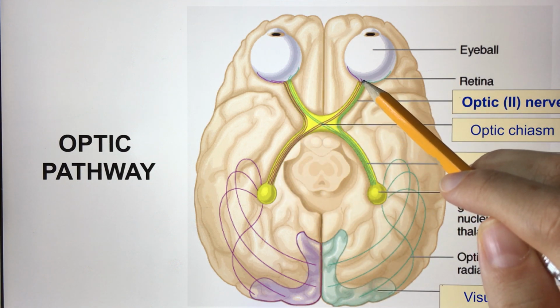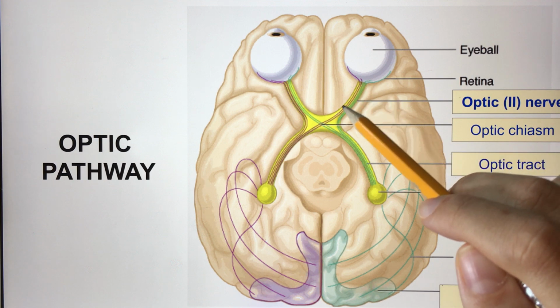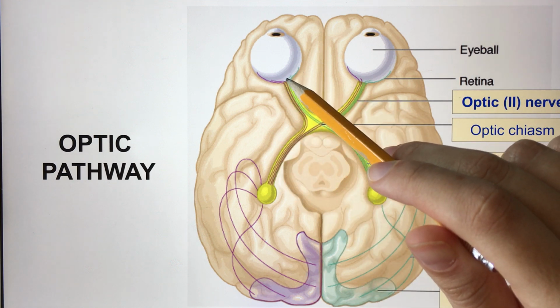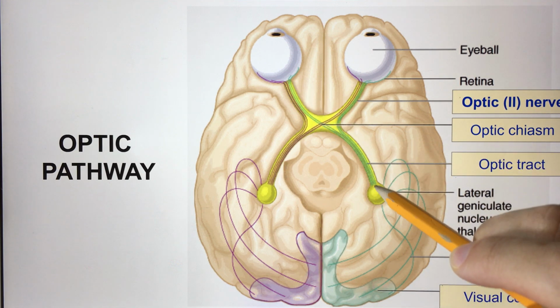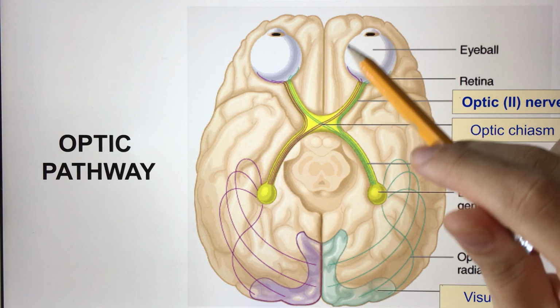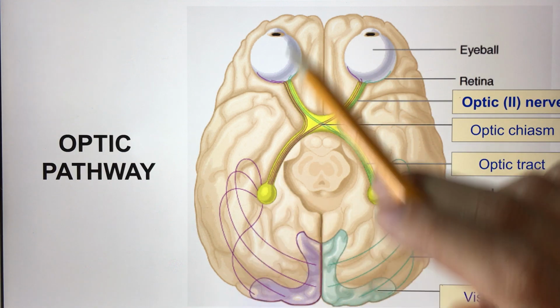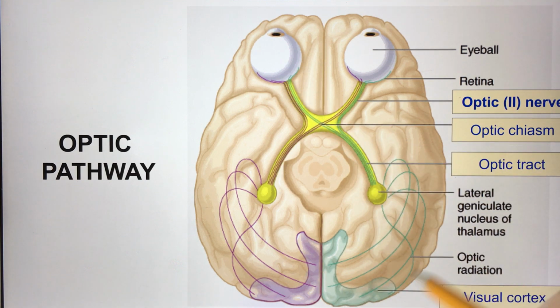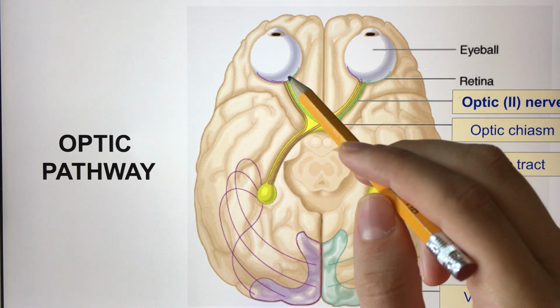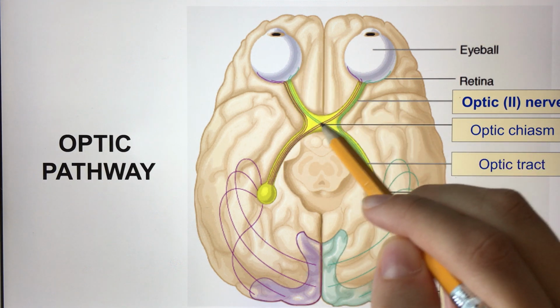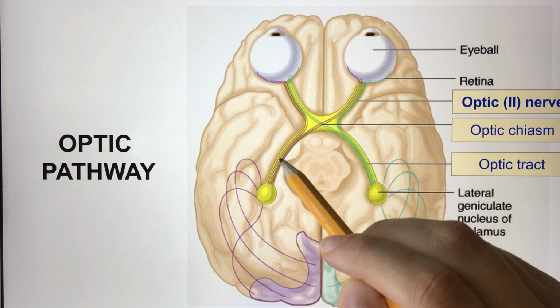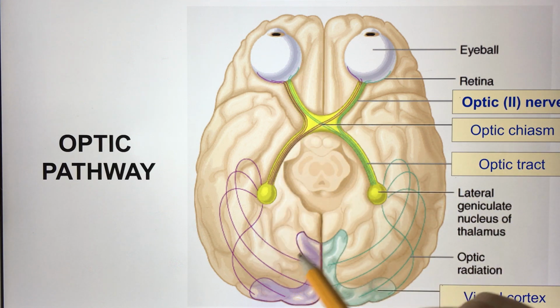So most of the fibers from the right eye go to the left, and fibers from the left eye go to the right. So actually, the right eyeball is mostly connected to the left hemisphere of the brain, and the left eyeball is mostly connected to the right hemisphere of the brain. The optic nerves cross over in the optic chiasm, then they become optic tracts inside of the brain, and eventually end up in the occipital lobe of the cerebral cortex, in the area known as the visual cortex.